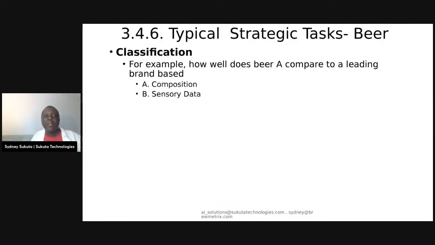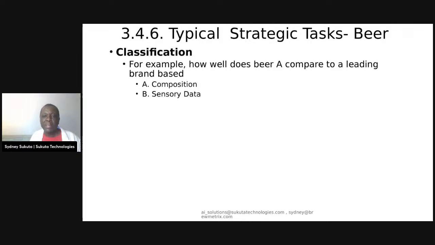Okay, so I'm saying, for example, typical strategic tasks other than your regular analytical chemistry. For example, how well does a beer compare with the competitors, the leading brand? You can do that, as I mentioned earlier, by composition, which is fine, but also by sensory, because that's what the customer sees. So like color, taste, things like that. You can do a sensory panel, and using that data, we can do those similarity analyses I showed you earlier to see how well. So I just call that strategic, because it's not really typical analytical chemistry.